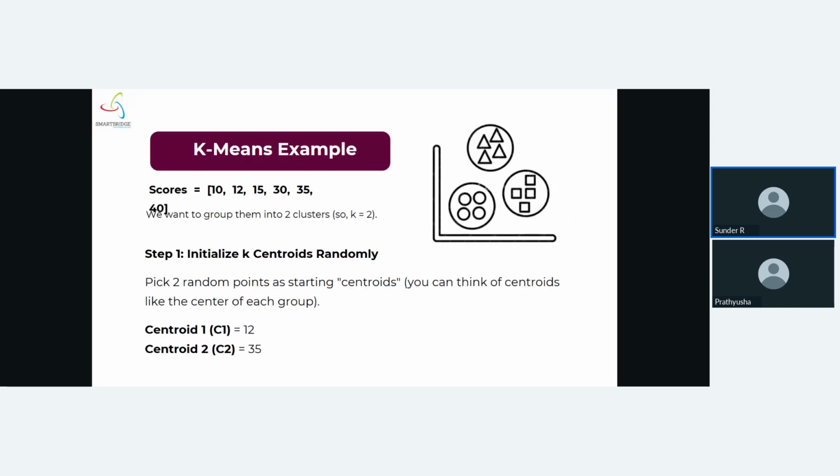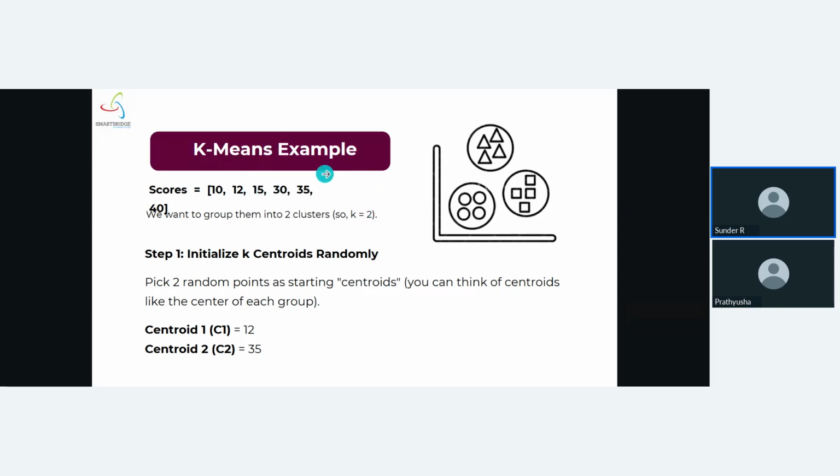Okay, so let's consider an example. Here we have scores as 10, 12, 15, 30, 35, and then 40. How many points do we have? We have 6 points. Now we want to cluster these. We want to group these points into 2 clusters. So here I have considered the clusters as 2, that is, the k value is equal to 2.